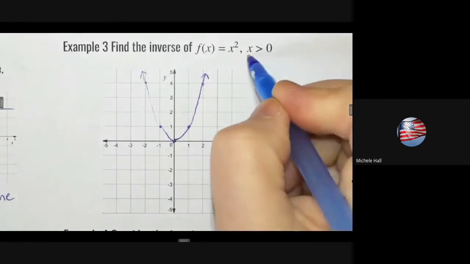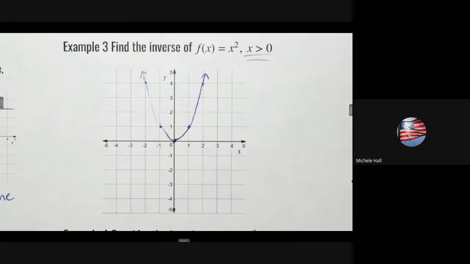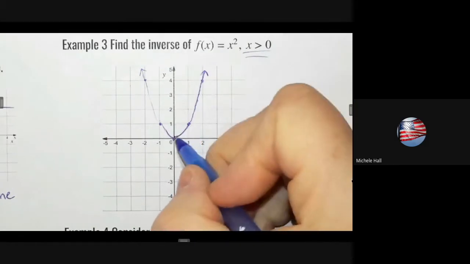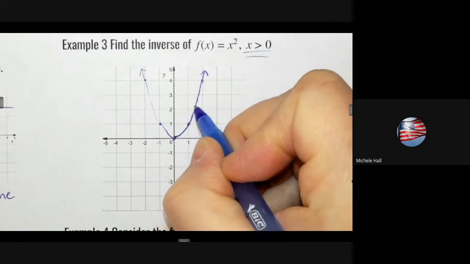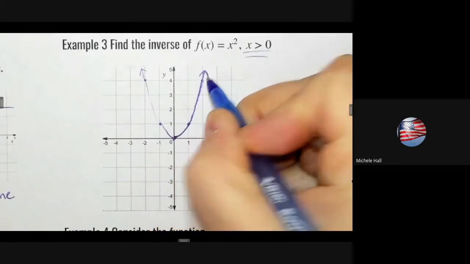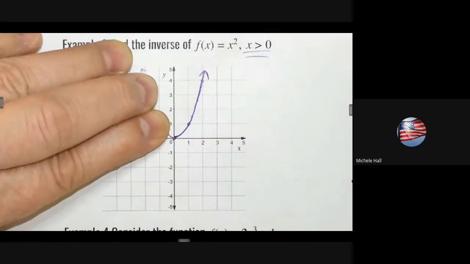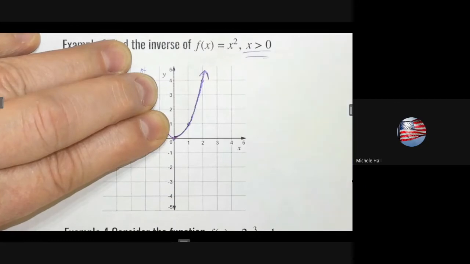That is why we have a restriction here that says we need to find the inverse for when x is greater than 0. So we're just looking here at this part, and that would make the function now one-to-one if I did the horizontal line test on just that piece. So sometimes they give us a condition, other times we have to make that condition ourselves.